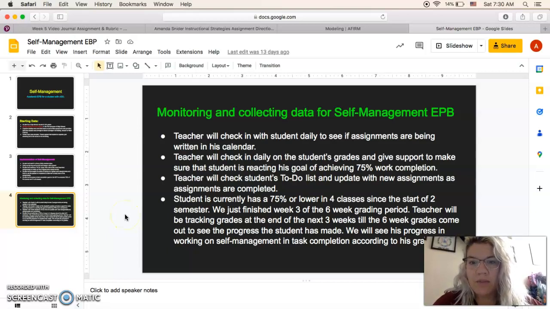Our 6-week grading period ends next Friday, so that is what I'm going to be seeing where the student is and how he's doing. Like I said at the beginning, he was failing 6 of 7 classes. So we're going to take a good look at his grades next week, which will have given him about 3 weeks of implementation of the study skills class and self-management.